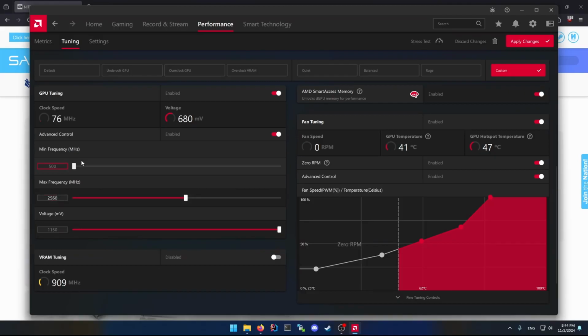And then the minimum frequency, I set it to something that will make sure that the games wouldn't stutter, because the clock would just bounce down too much. Like, I've set it personally to around 2000. It doesn't matter. Basically the higher it is, and closer to the max frequency, it should be more stable at the cost of higher power usage.